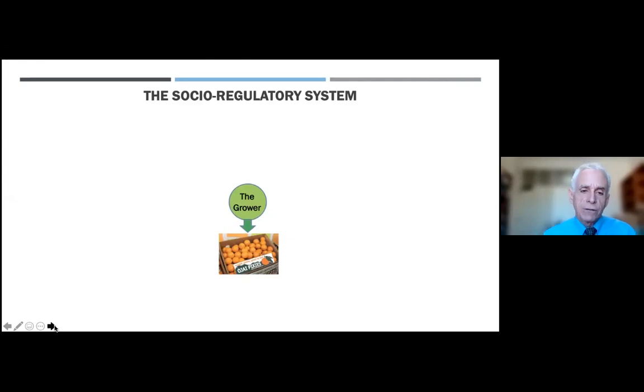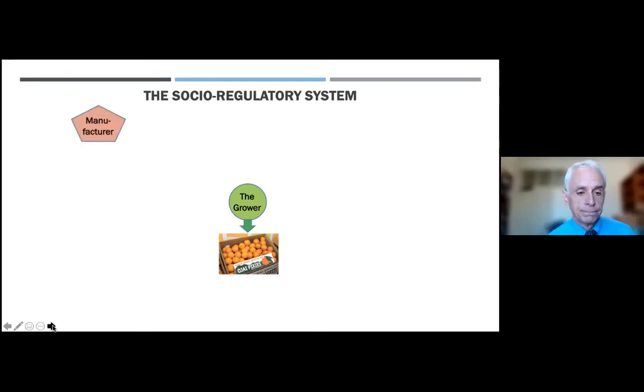All right, so the socio-regulatory system, let's see if this works. There we go. At the center of our system, of course, is the grower, right? So in California, there are 70,000 farms. Almost 80% of these are owned by individuals or families, and 11% of them are partnerships. So we don't necessarily have the image of the big corporate ag farmer, although they are present in California. And also about 5% of these farms are organic. So we start with the farmer.